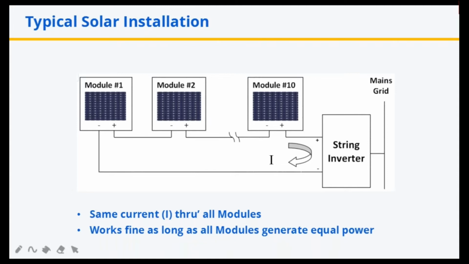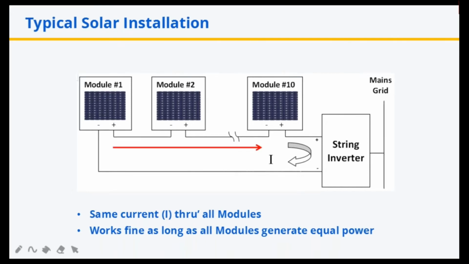Notice that the modules are all connected in series, which means that exactly the same current I flows through the outputs of all the modules. This is fine as long as all the modules are identical and generating the same amount of power. But what happens if that is not the case?